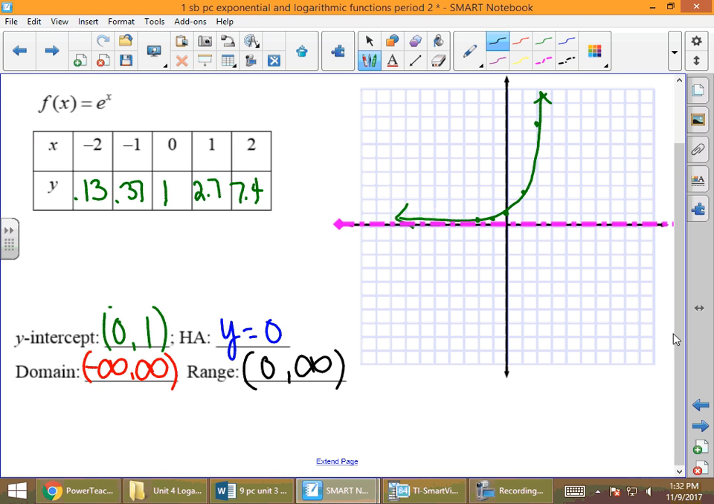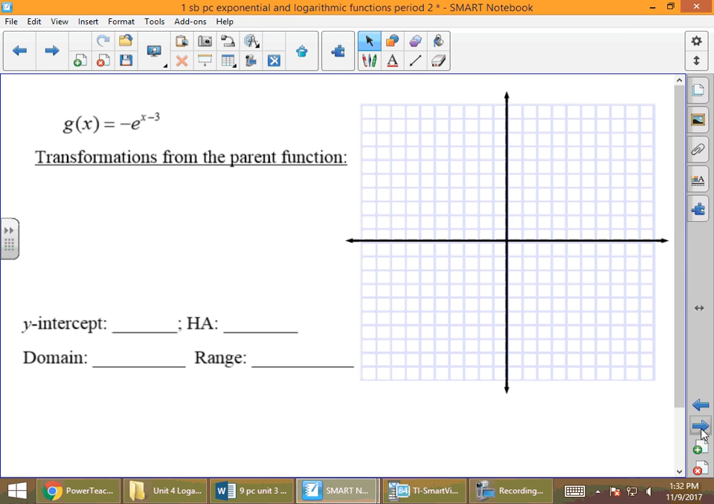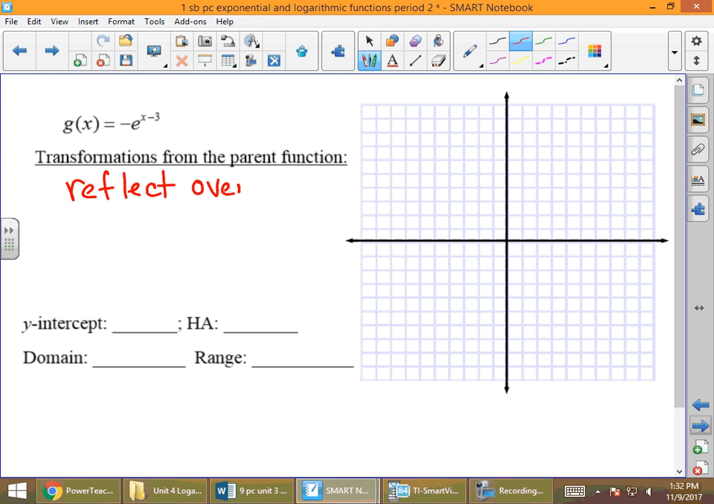But now that we've seen that parent function, let's take a look at a variant on that, which is g of x equals -e to the x minus 3. What does the negative in front of the function do to the function? How does it flip? Yeah. Flips over the x-axis.